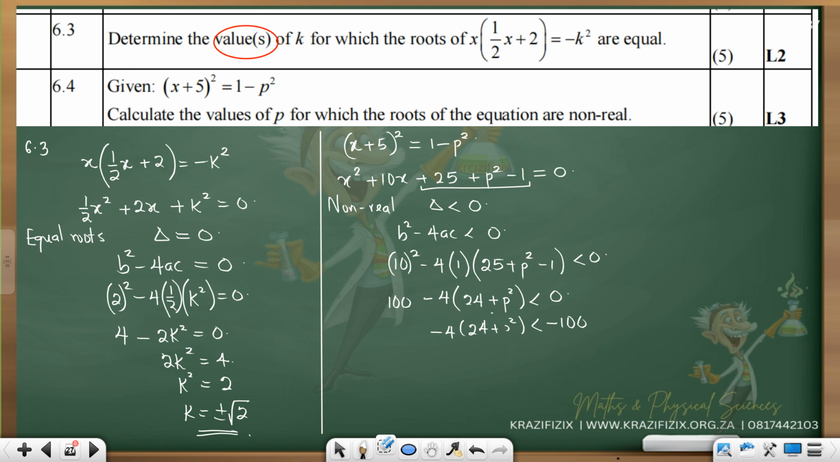Okay, let's quickly sort that out. So what is this? 24 plus p squared. If I divide by negative, okay, so what do we have? P squared. I need to bring that back. 24 minus that would be what? Greater than 0. Okay, 24 minus 25. Then we have p plus 1, p minus 1, less than 0. Negative 1 and 1.